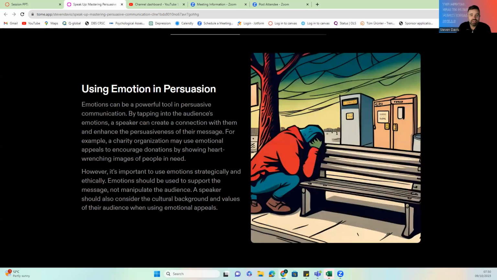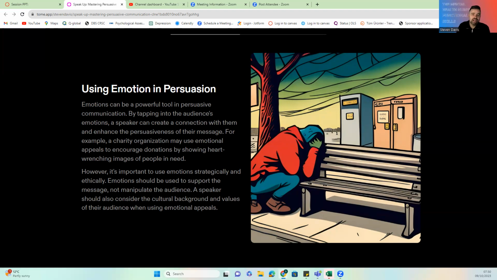Using emotion in your persuasion. So emotion can be a powerful tool in persuasive communication. By tapping into the audience's emotions, a speaker can create a connection with them. And they do that really well in TED Talks. So if you watch TED Talks, you kind of just buy into it. And again, Stephen Fry does that. He brings you on that journey.